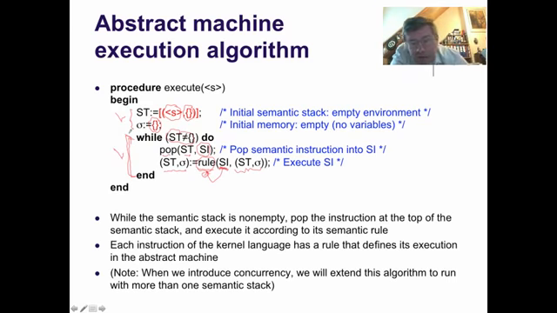We still have to define these rules, the rules that define the execution of the instructions in the kernel language. Once we have those, we will have the complete abstract machine. There is a small remark here. Later in the course, when we introduce concurrent execution, we will generalize this machine slightly. We will allow more than one semantic stack, because each semantic stack will correspond to a thread. But for now, we have sequential programs, and we have one loop that executes all the instructions in the kernel language program.